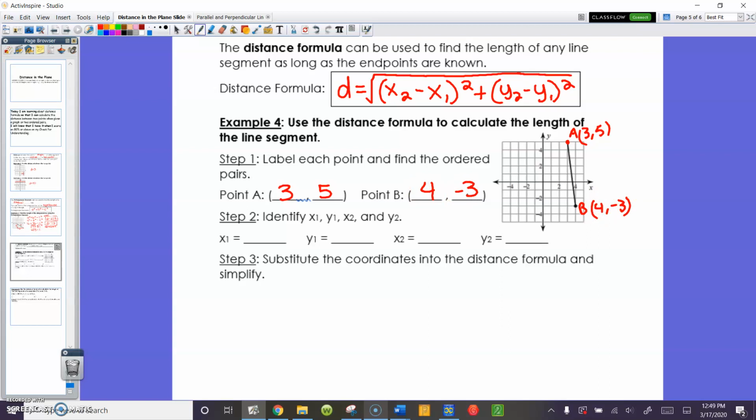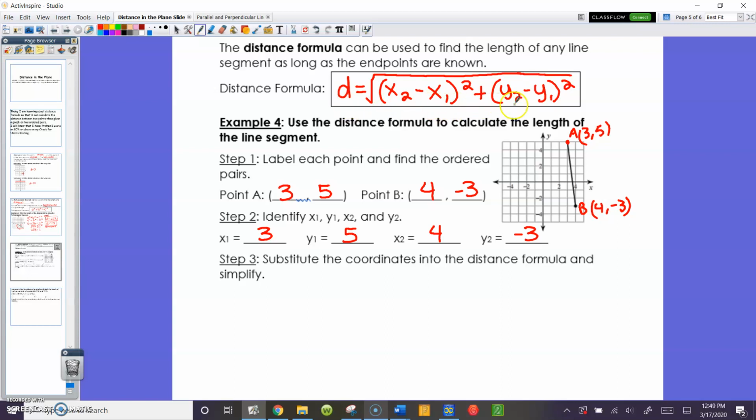Now we need to identify our x1, y1, x2, and y2. So this is our first ordered pair. This is our x1 and y1. So our x1 is 3, and our y1 is 5. Our x2 is 4, and our y2 is negative 3. And now we're going to simply substitute those coordinates into the distance formula and then simplify.